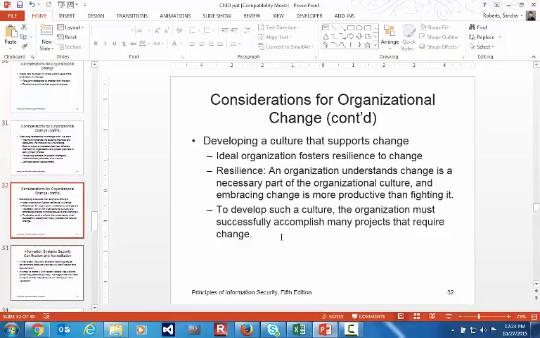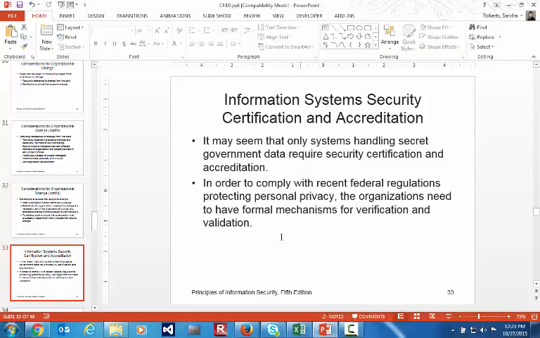The certification and accreditation. Accreditation is what authorizes IT to process, store, and transmit the information. And then the certification is the evaluation of the security controls to support the accreditation.